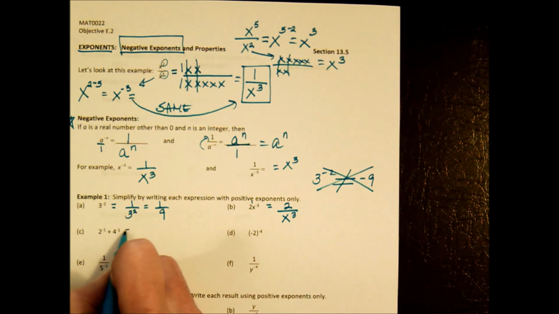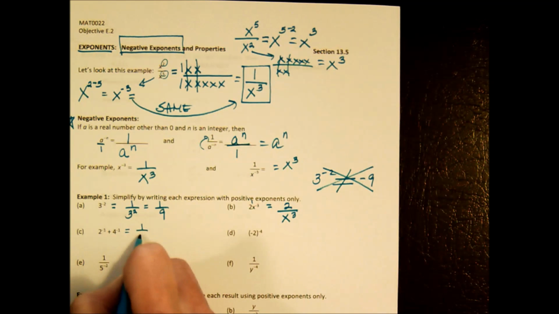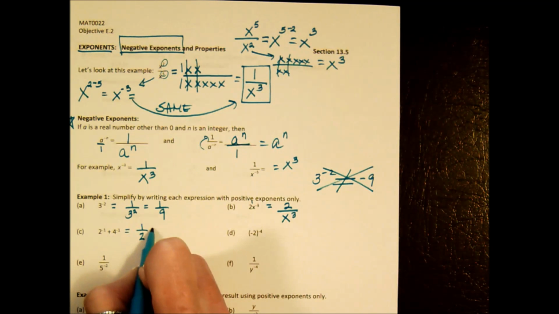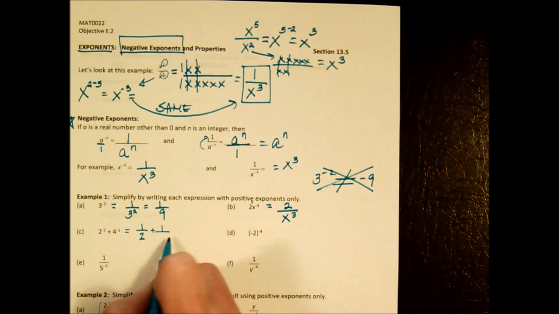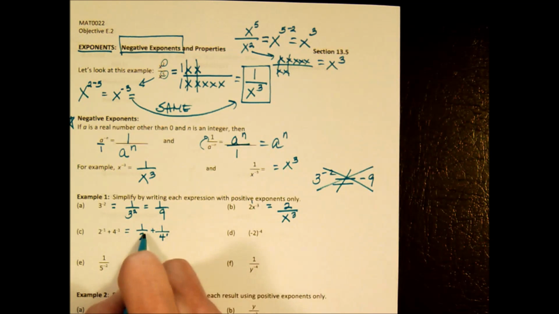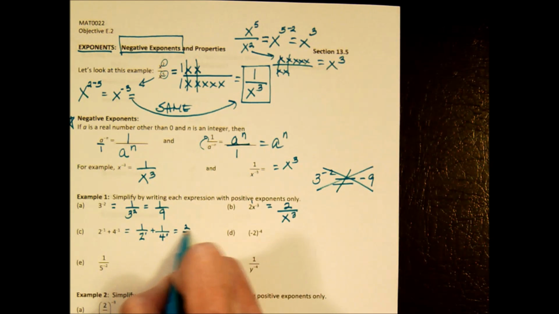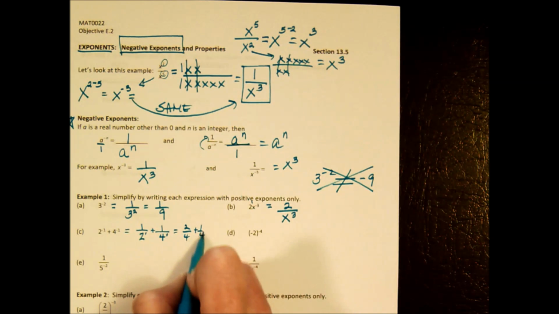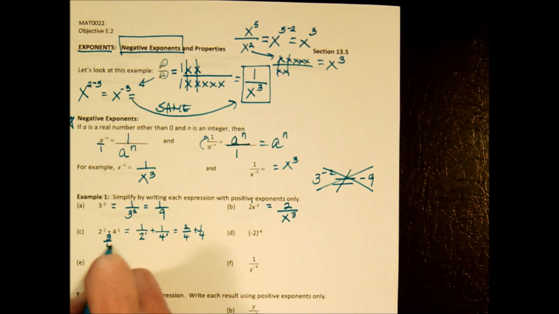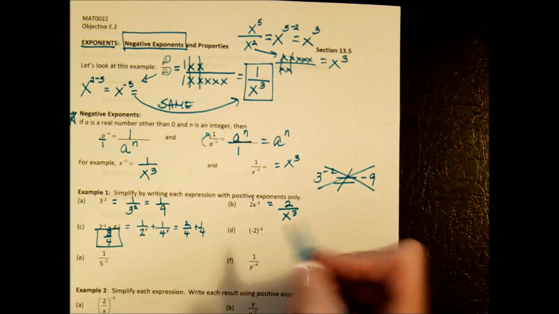Tricky here. This becomes 1 over 2 to the positive 1 plus 1 over 4 to the positive 1. But now I'm adding fractions with unlike denominators, so I have to find an LCD, which is 4. So I've got 2 fourths plus 1/4 is 3/4. Again, remembering that negative exponents mean reciprocals.